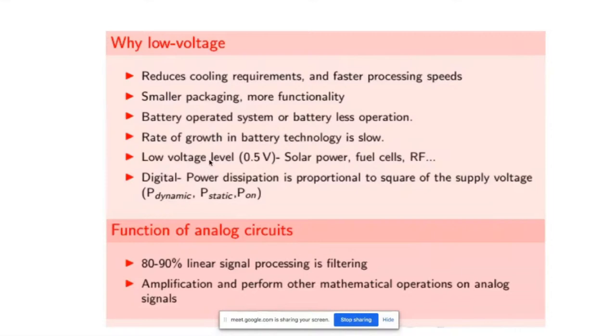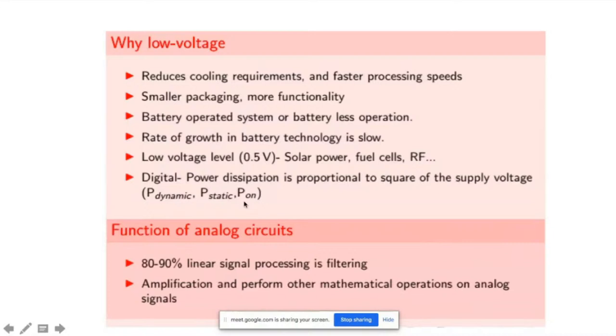Then coming to low voltage, you can always use some alternate methods of supply voltage. One way is to use a low supply voltage, where we can connect these circuits to solar power, fuel cells, and other kinds of alternate energy sources. Another thing is that in the digital domain, the power dissipation depends on the square of the supply voltage. So if you are able to reduce the supply voltage, then power dissipation also reduces. So that is our aim: bringing in low voltage will always help make our system more efficient.